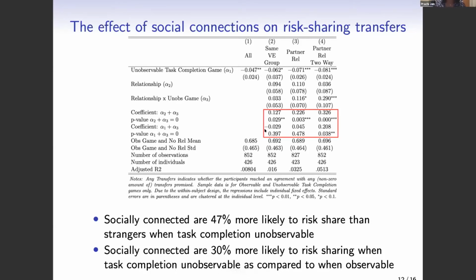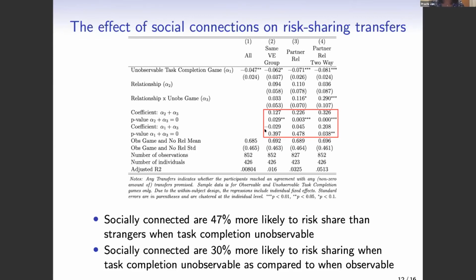There are two comparisons that are really interesting. One is whether socially connected participants are better off than socially unconnected participants when there is an imperfect monitoring problem.